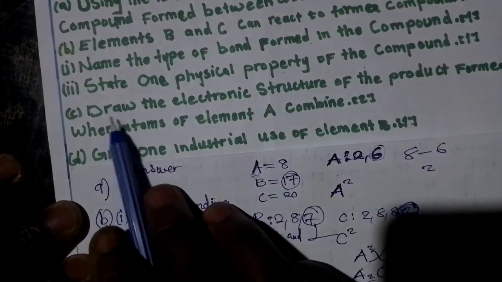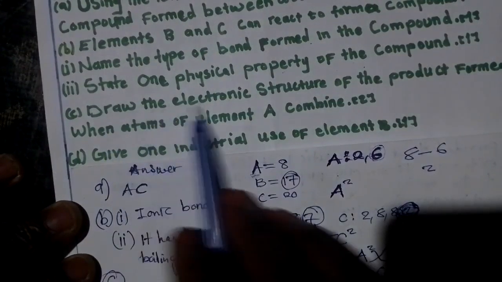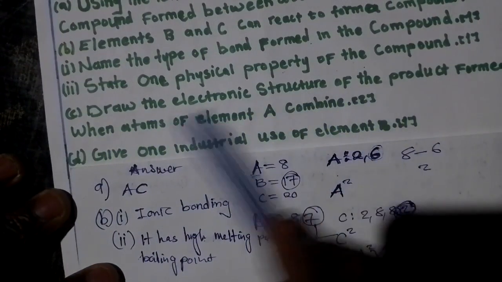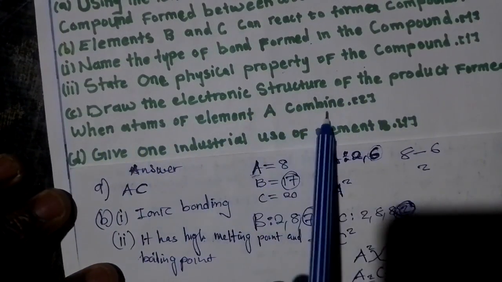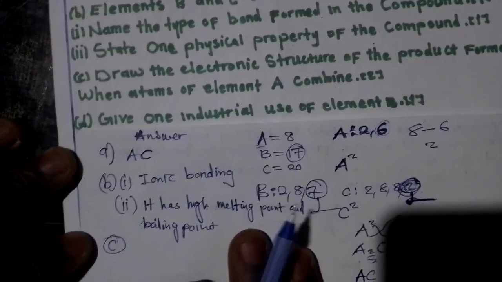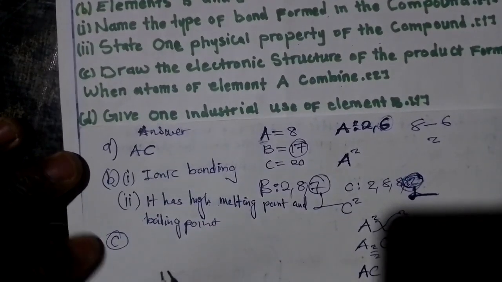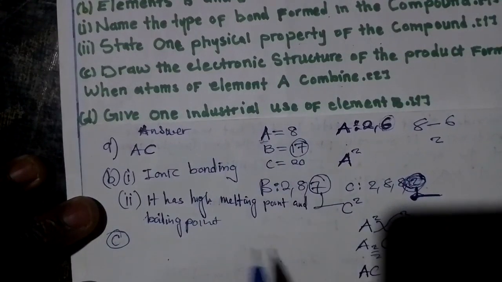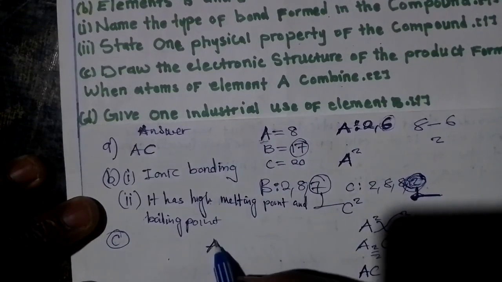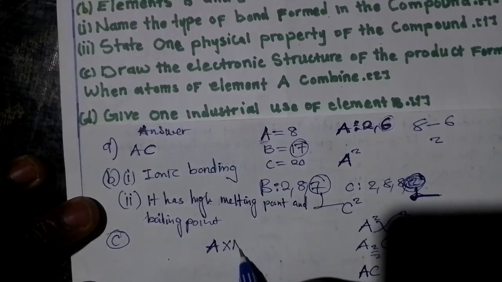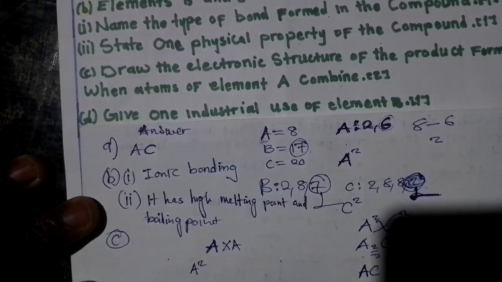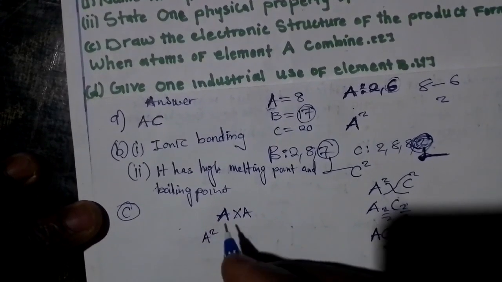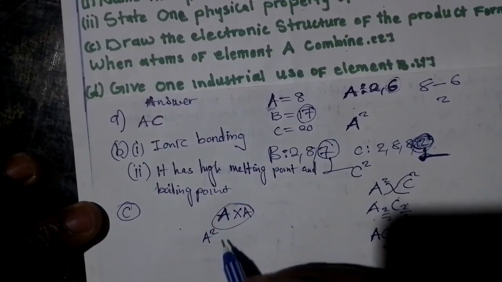Okay. Then the next one, which is C, is saying, draw the electronic structure of the product formed when atoms of element A combine. So when atoms of element A combine, as for A, it is having how many electrons? 8. So when we combine, it's more like A times A. We are going to have A to the power 2. So here we are having 2 A's.